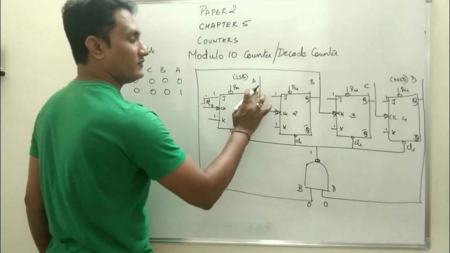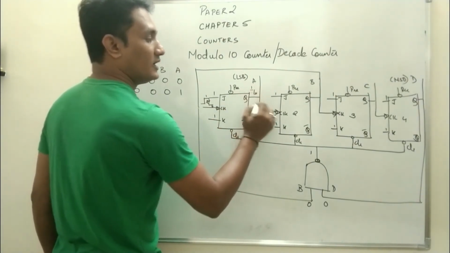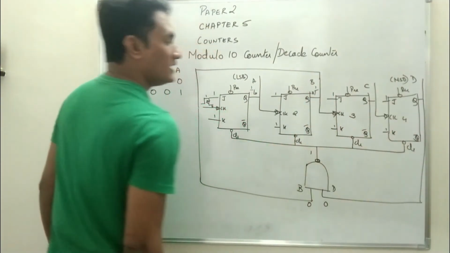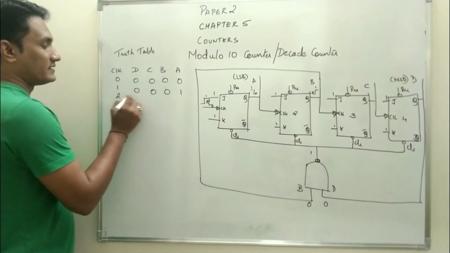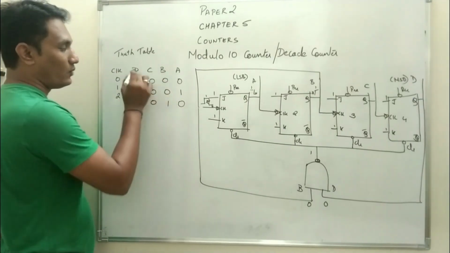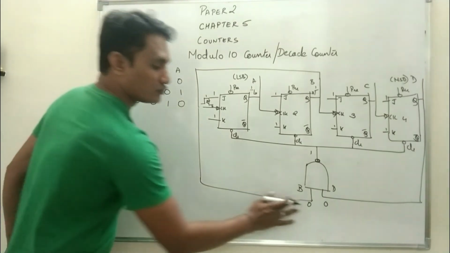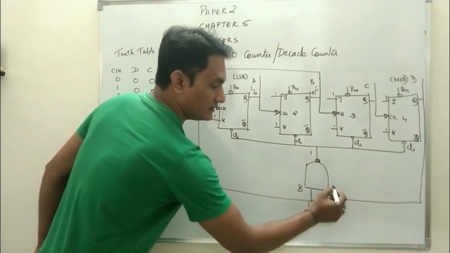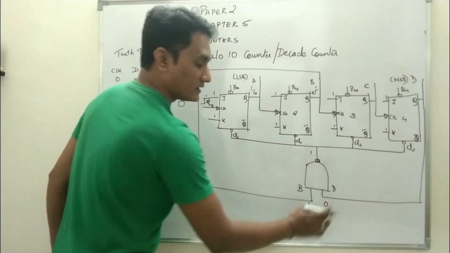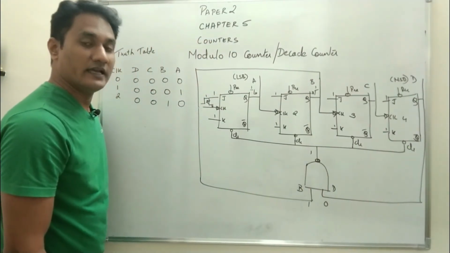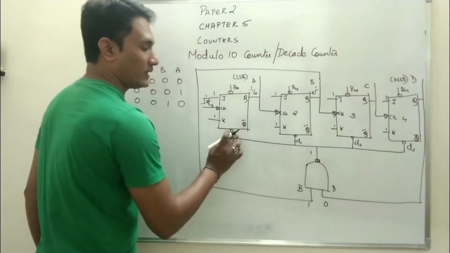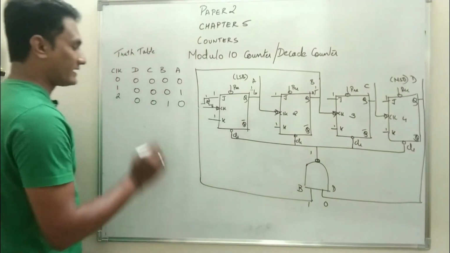Second clock pulse: A will go from 1 to 0, B will go from 0 to 1, with no effect on 3 and 4. So at the end of the second clock pulse, the state is D C B A = 0 0 1 0. Now B has become 1, D is still 0. So B is 1, D is still 0. 1 and 0, what is the NAND gate's output? Inverse of multiplication. So 1 into 0 is 0, inverse 1. So it still remains 1, so the clear terminal will be deactivated.